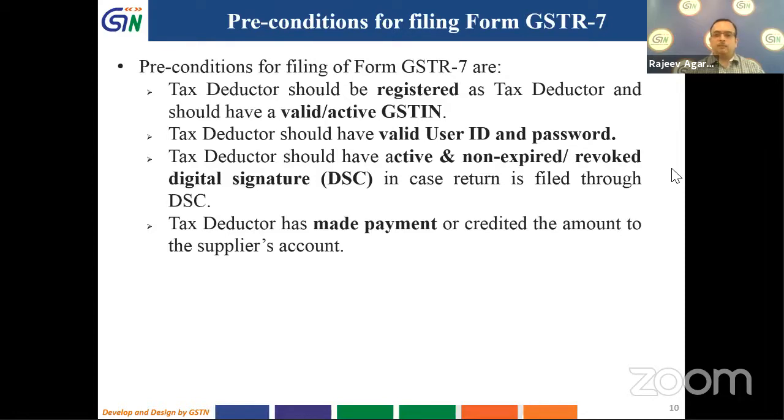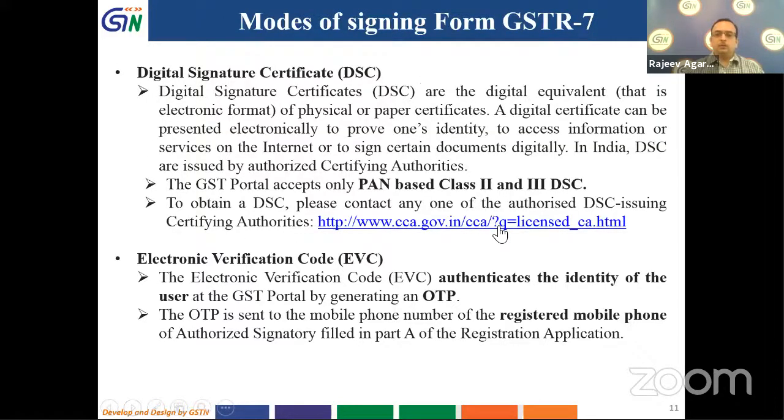Then the tax deductor has made payment or credited the amount to the supplier's account. That also has to be done, which we are going to see in detail when we see the screenshots related to it. So this says that I can use a PAN-based class 2 or class 3 DSC, or I can use an electronic verification code, which is sent to my registered mobile number.